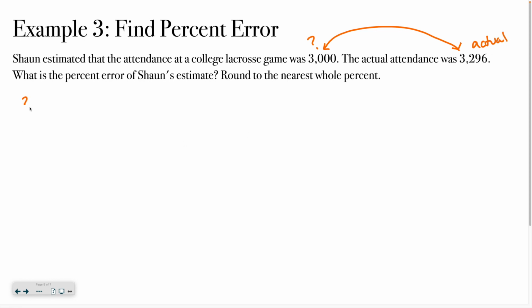So the first thing I'm going to do is I'm going to figure out how far apart are those two numbers. So 3,296 minus 3,000, that's going to be 296. So he was off by 296 people. Then that's going to represent your part, just like when we did our percent of change. And you're going to do the part equals the percent times the whole. And for this problem, the whole is going to be represented by the actual, right? Because we are comparing Sean's estimate to the actual.